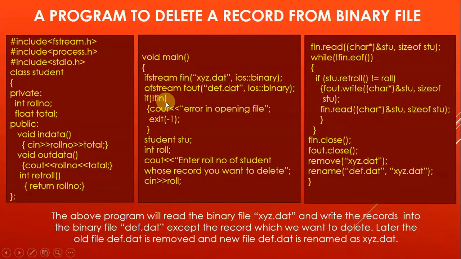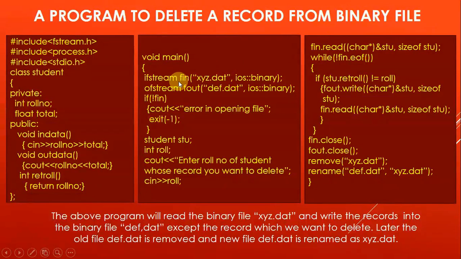Now I am checking if not fin. It means if this file does not exist, I will print the error "error in opening file" and exit from the program, because there is no point in reading a file which does not exist. Then I will create an object of class student. I am also creating a variable roll, and I will enter the roll number of the student whose record I want to delete. So I will input this roll number.